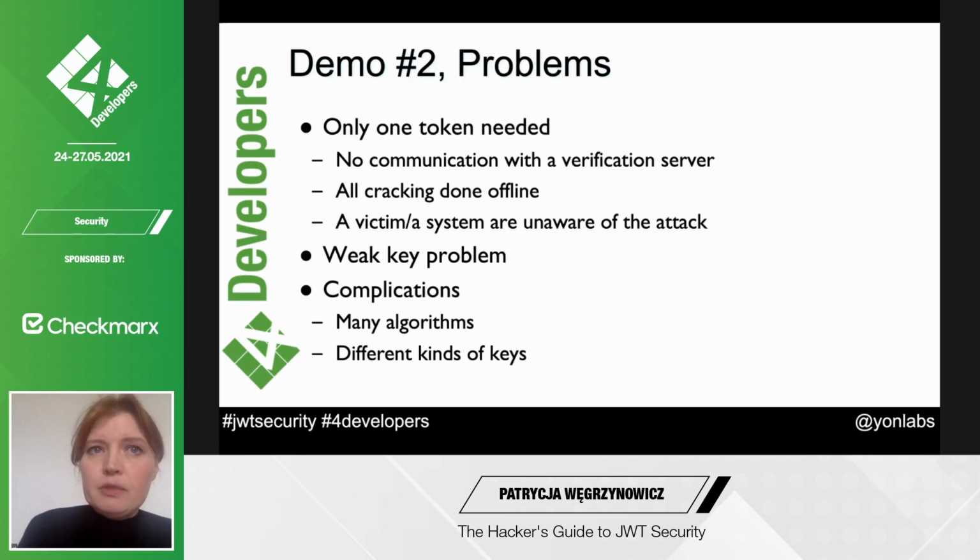The obvious problem revealed by our second demo is the weakness of our secret key. Another problem is that for key cracking, the hacker needs only one token, and all cracking is done offline without any communication to the verification server. Therefore, there is no method to detect such brute force attacks, and a victim remains unaware of the attack. And once a hacker knows the secret, he can generate whatever token he desires, impersonating any user.